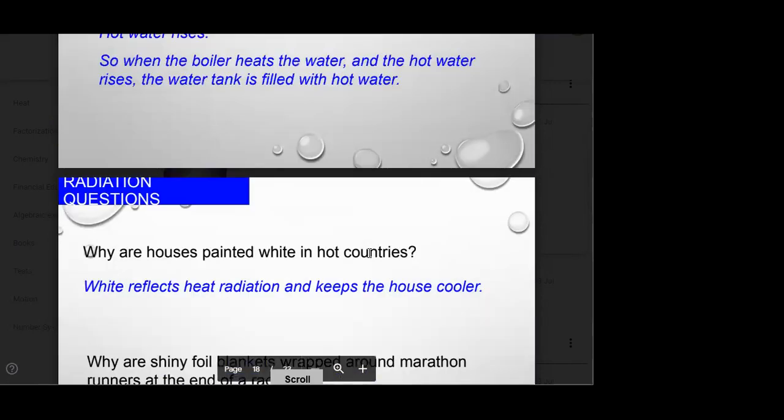Sir, why is our ceiling mostly shiny? Okay, now think about it. When we ask this question, have you ever seen this in your home? Tell me the application of this concept. Why are shiny foil blankets wrapped around the room?